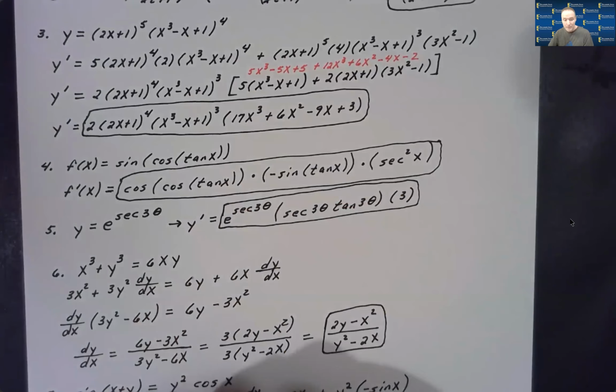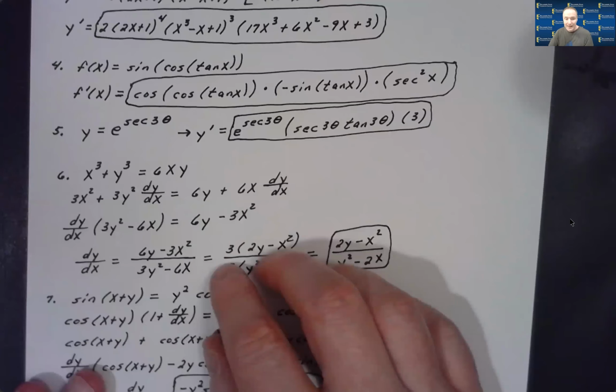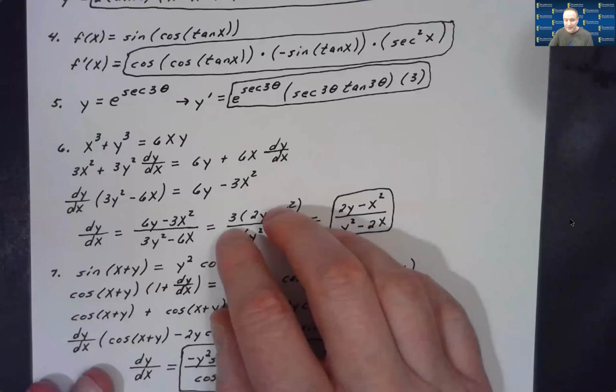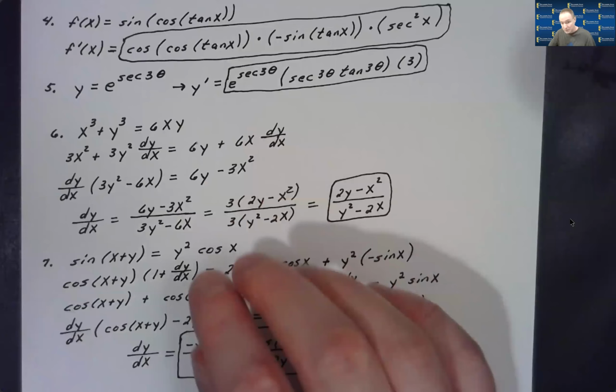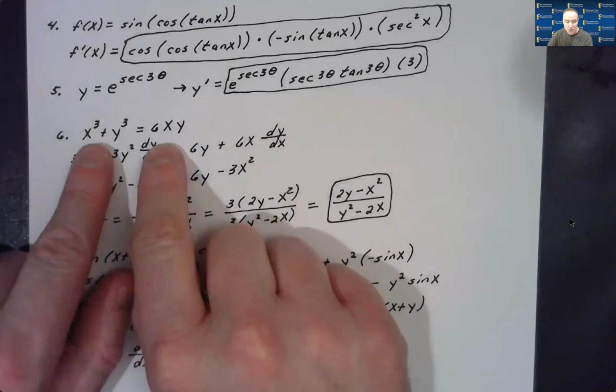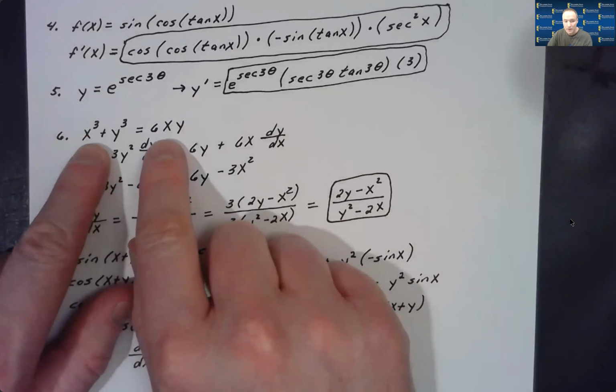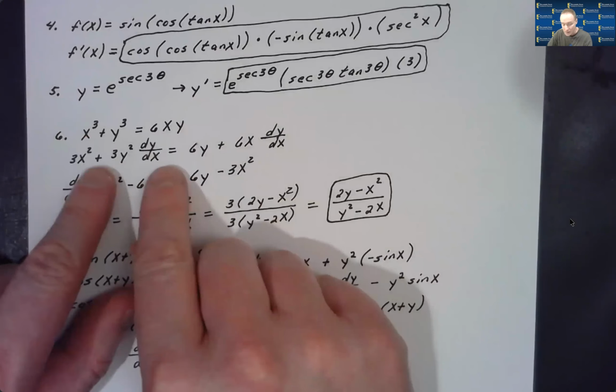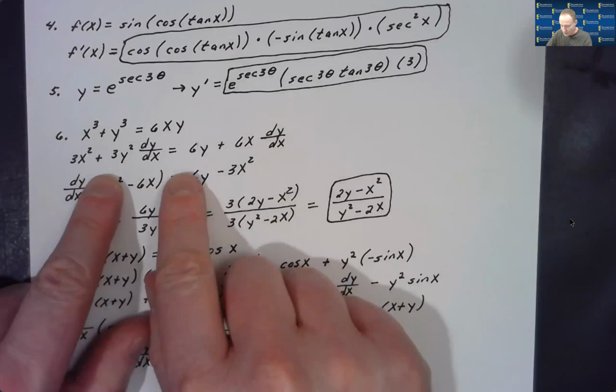For the next problems, number 6 starts section 3.8 on the test. This is where we're doing implicit differentiation, and 3.8 also gets into your logarithms and logarithmic differentiation. We're starting with the implicit differentiation problems. For number 6 here, I give you the relation x cubed plus y cubed is equal to 6xy. So how do we work with that?